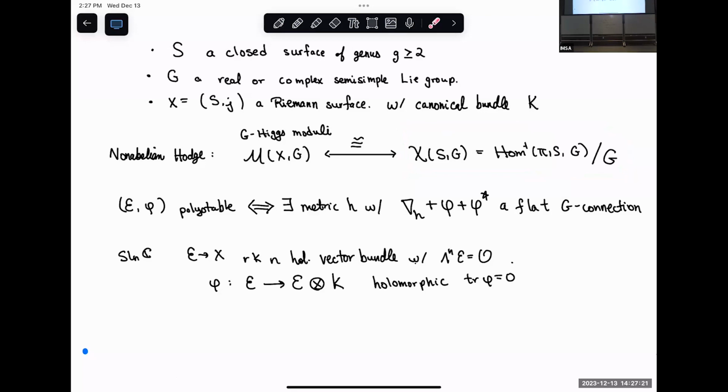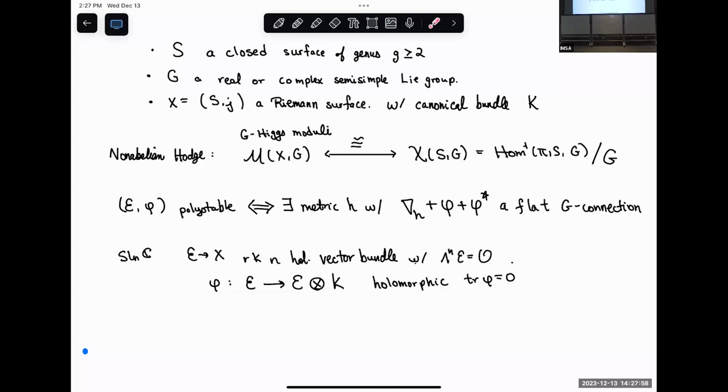Okay, I'm just describing how this works because I want to say some specific things later on. So it takes a polystable Higgs bundle, and being polystable is equivalent to being able to find a Hermitian metric on the bundle out of which I can produce a flat connection, which has holonomy in the group G. So I take the Chern connection plus the Higgs field plus its adjoint. This is something I think many of us are familiar with. And I will stick with vector bundles in today's talk.